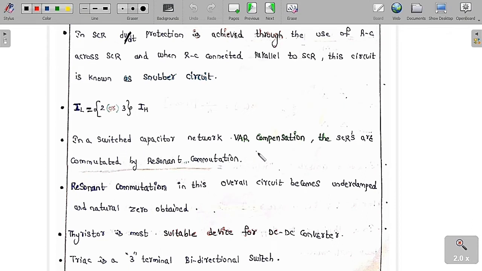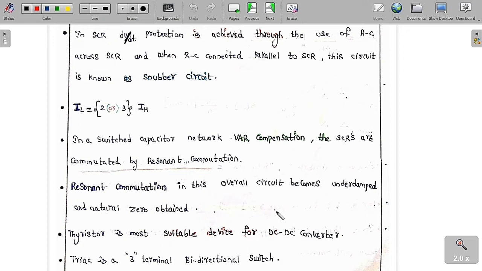In a switched capacitor network for compensation, the SCRs are commutated by resonance commutation. So in this application, the SCRs are turned off by a method called resonance commutation. Resonance commutation makes the overall circuit underdamped, which means the oscillations get reduced, so naturally you get the current as zero. Resonance commutation in this overall circuit becomes underdamped and a natural current zero is obtained.